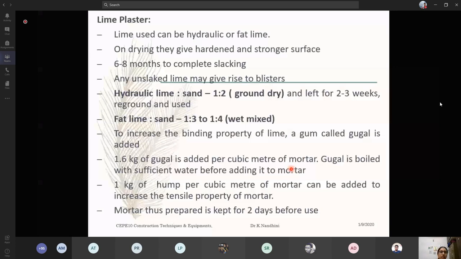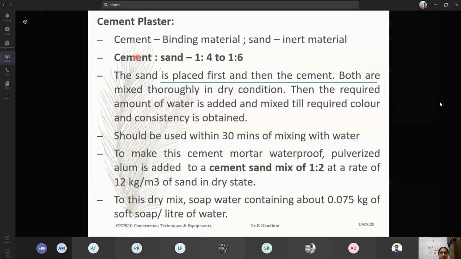Okay. Cement plaster. Cement is the binding material used for this type of plastering. Sand also, for every plastering type, you'll be having your aggregate. That is your fine aggregate. Fine aggregate is nothing but the sand you'll be using. Cement to sand ratios of 1 is to 4 or 1 is to 6 can be utilized.